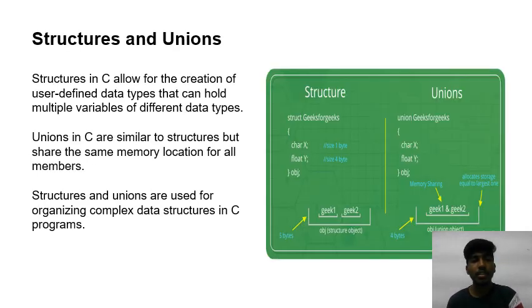Structures and unions. Structures in C allow the creation of user-defined data types that can hold multiple variables of different data types. Unions in C are similar to structures but share the same memory location for all members. Structures and unions are used for organizing complex data structures in C programs.